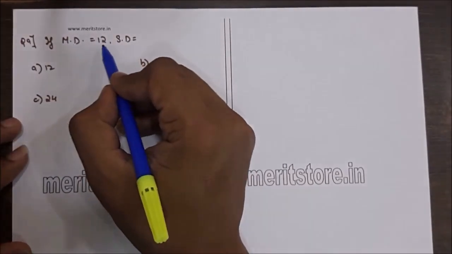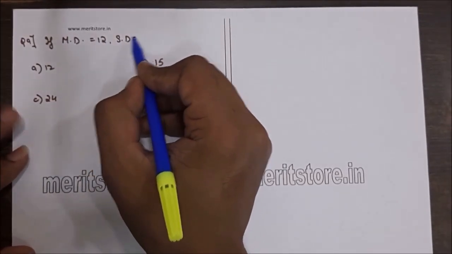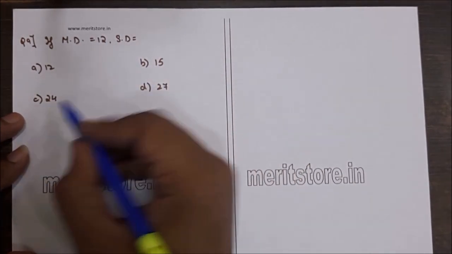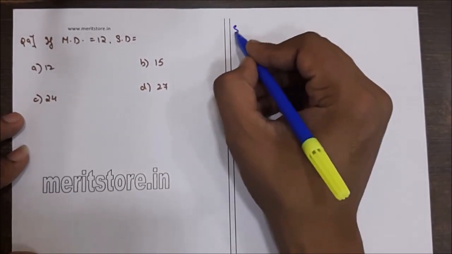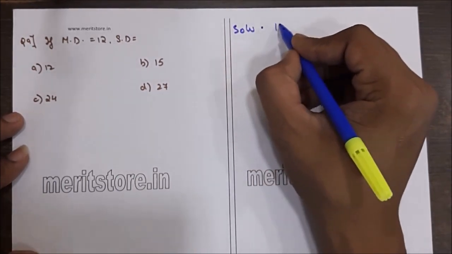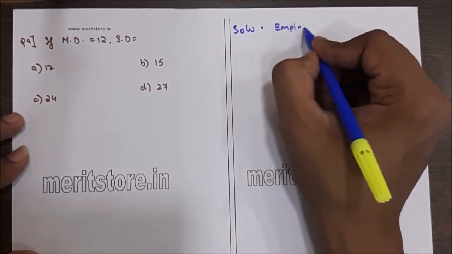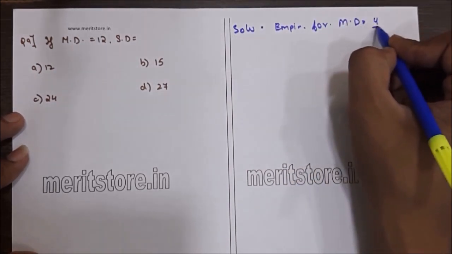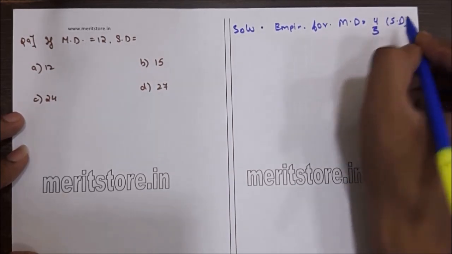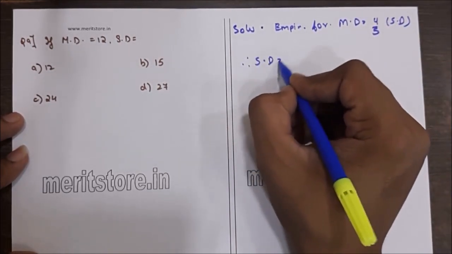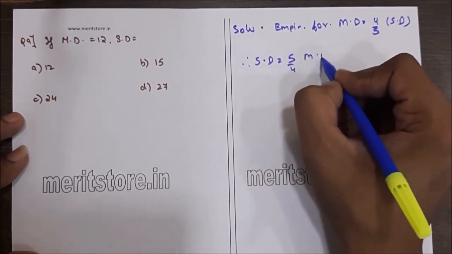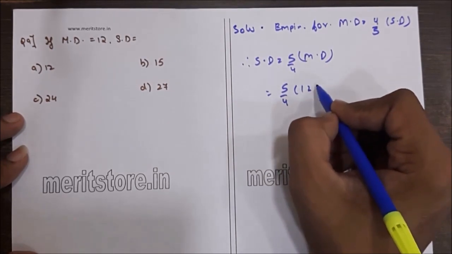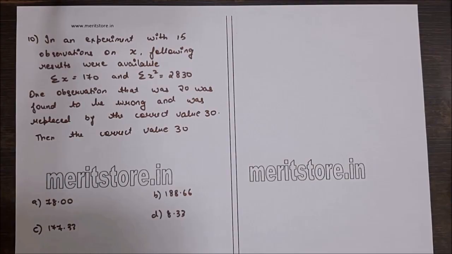If MD is equal to 12, SD is equal to what? Option A is 12, option B 15, option C 24, option D 27. Therefore, the solution is the empirical formula for MD is 4 by 5 SD. Therefore, SD is equal to 5 by 4 MD, that is equal to 5 by 4 into 12, which is equal to 15.